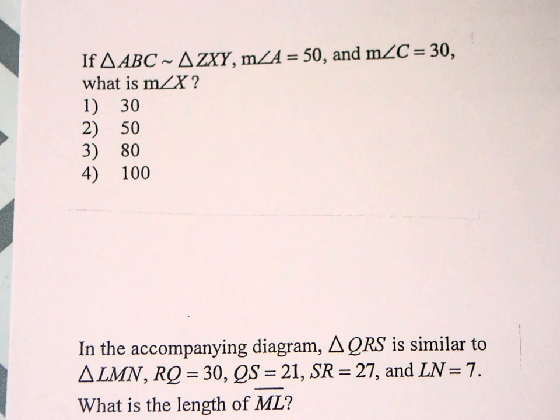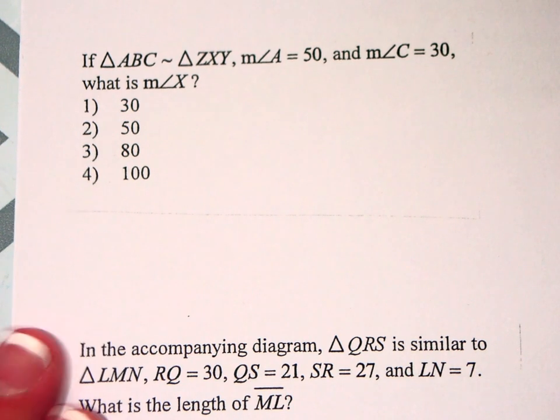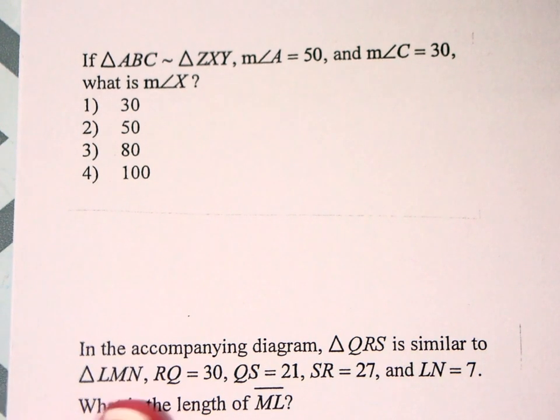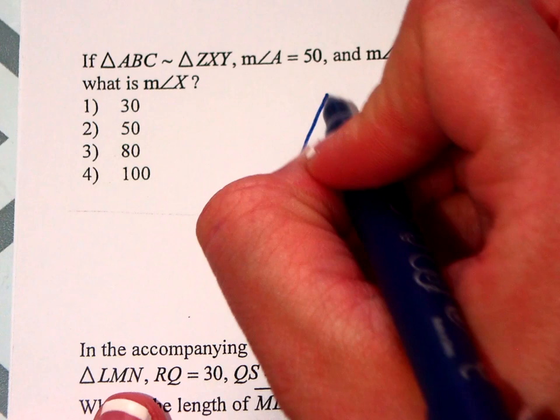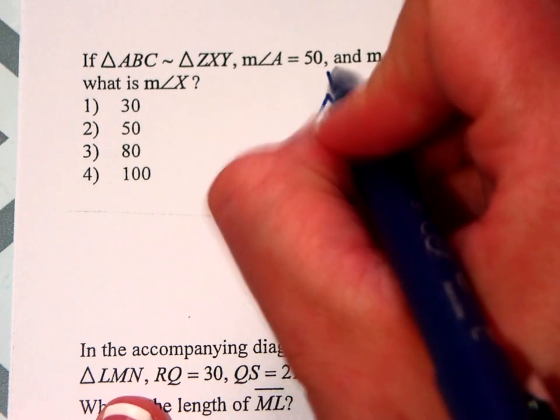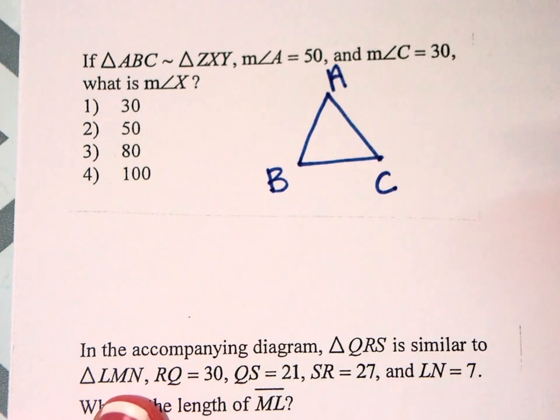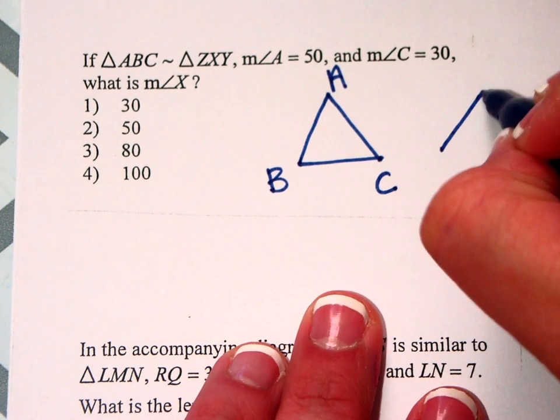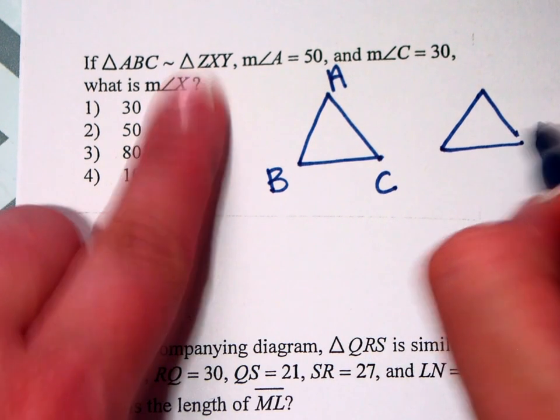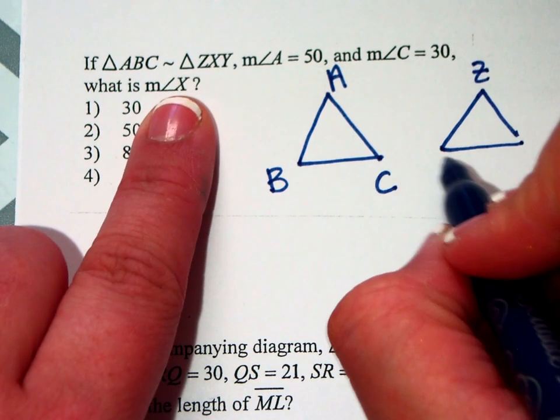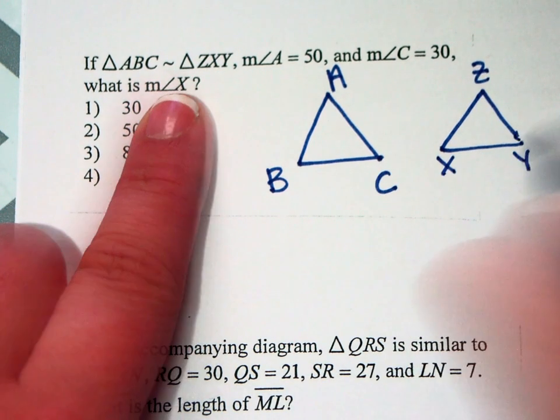So the first thing we want to think about is what similar triangles have in common with their angles. So I'm going to go ahead and just draw my figure. I'm going to make this A, B, and C, so there's no confusion. I'm going to keep it turned the same direction. Z is going to go up top, then I have X and Y.